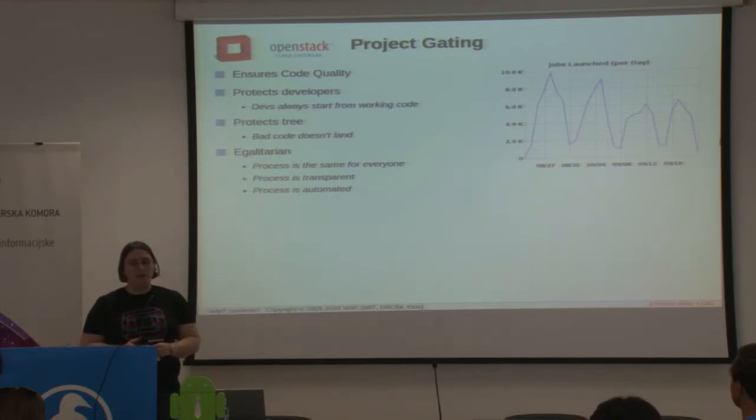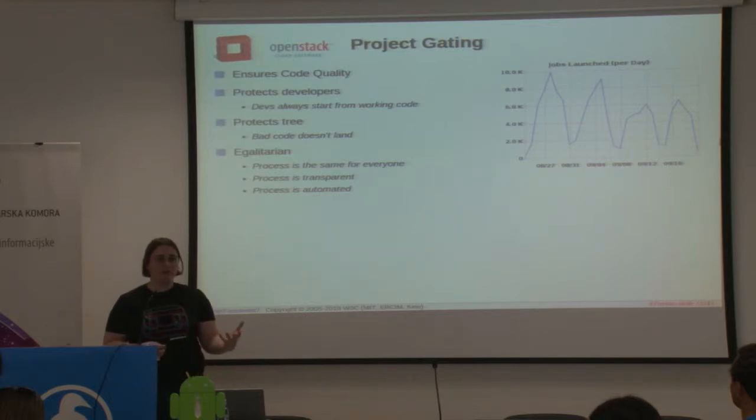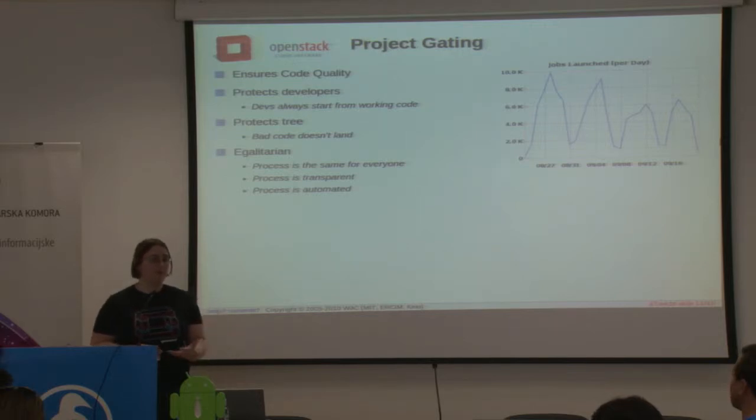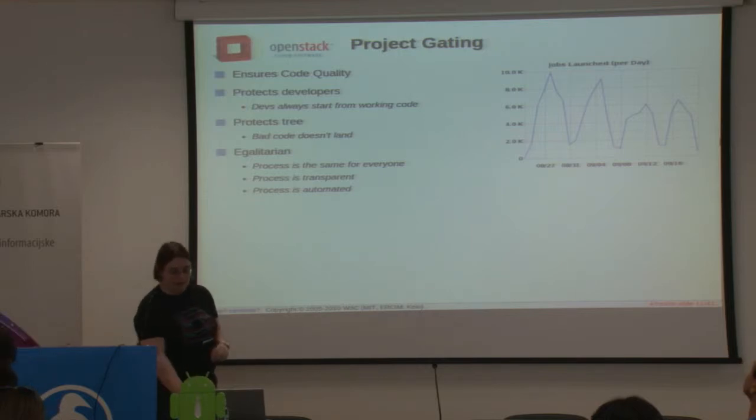And it makes it so that the process is the same for everyone. No one company has a lot of developers who have commit access to our master branch. Everyone has to pass the tests. Everyone has to go through this full code review system. And of course, everything is automated.